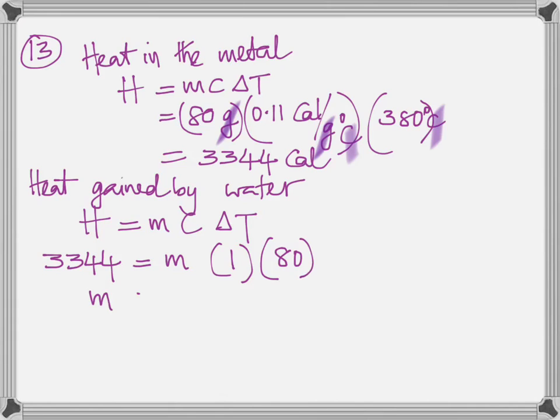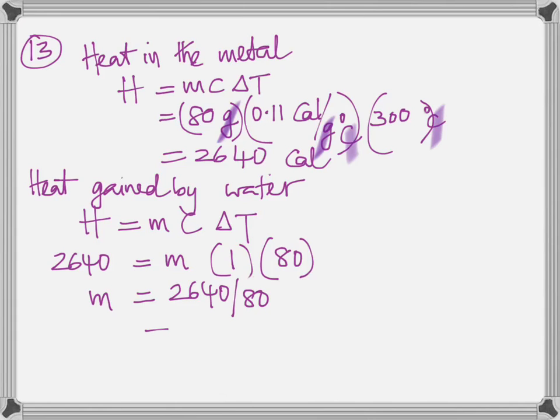3344 is equal to m times 1, because that's the specific heat of water in calories per gram. 1 gram. What? Oh, I did it with 400. But you understood, right? It was 400 minus 100. Are you with me? It was 400 minus 100. Probably I realized after I wrote it. 400 minus 100 is 300. That's why the number changed to 2640 divided by 80, 33 grams.